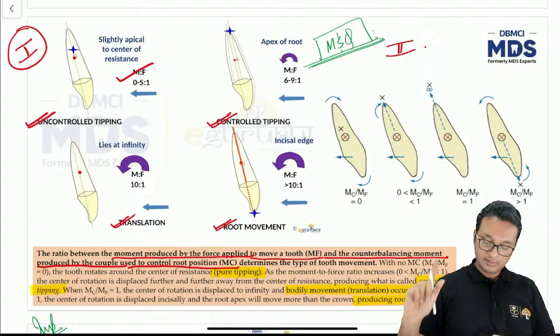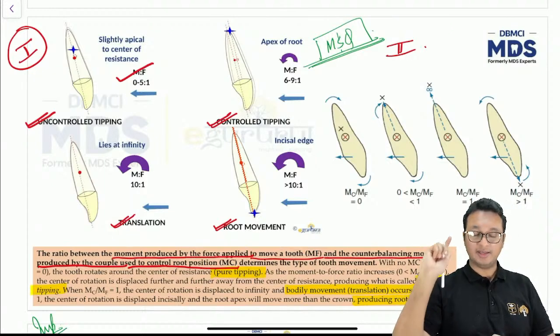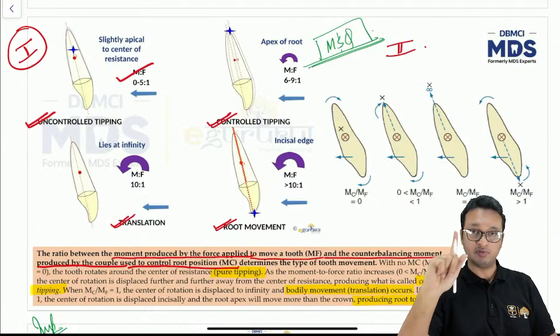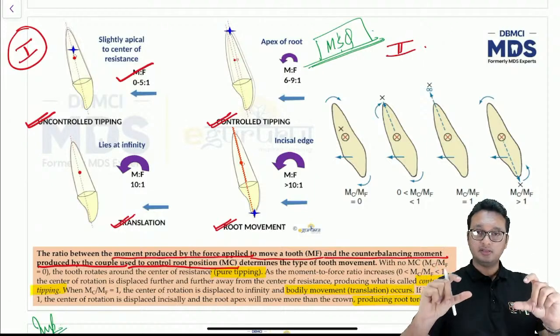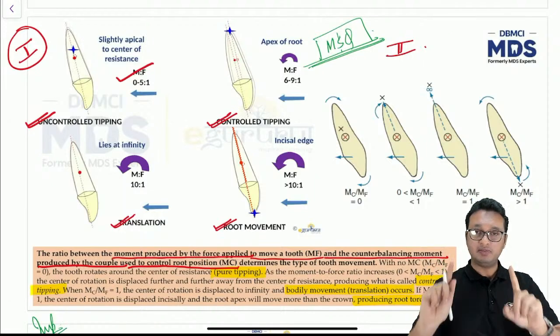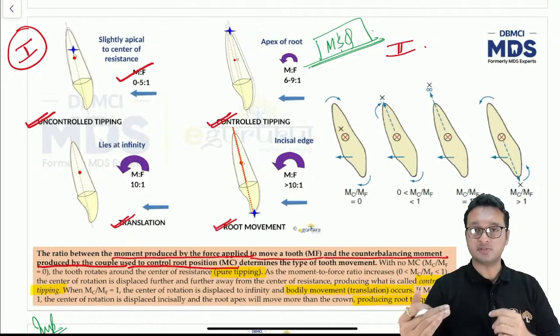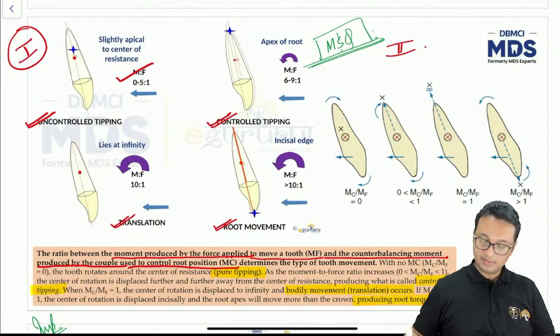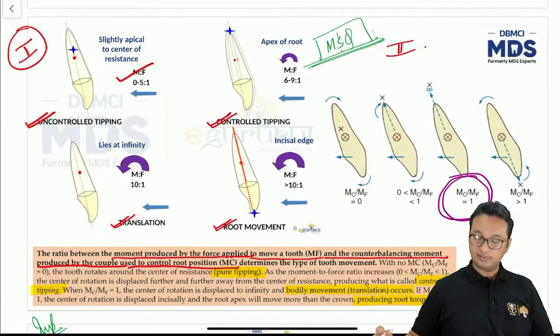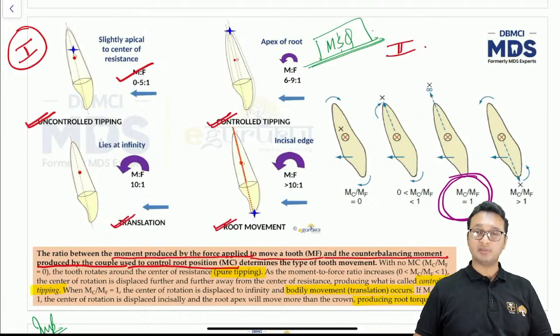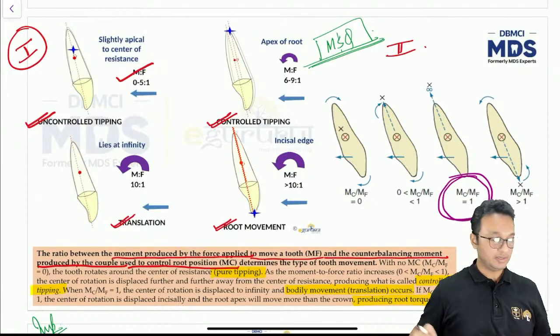That is why the MC to MF ratio should be equal to 1. It should be equal, no? The moment of couple and moment of force should be equal to each other to cause translation of the tooth. That is why in this particular figure, the MC upon MF ratio should be equal to 1 to bring about pure translation of the tooth. Okay, I hope I am clear.